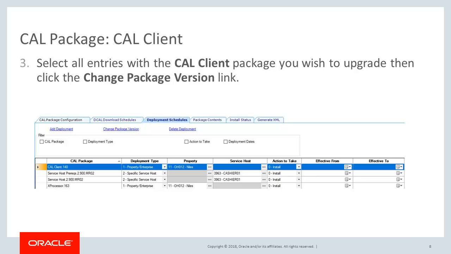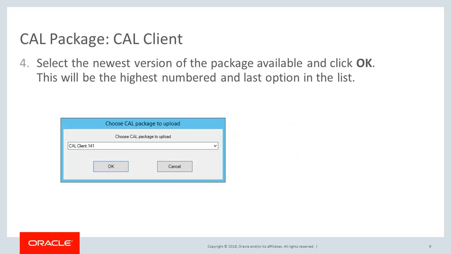Under the CAL Package column, we are going to select all entries with the CAL Client 1.40 package type. Then click the Change Package Version link. From the drop-down, select the latest version of the CAL Client package to install. In this example, CAL Client 1.41 has been selected. Click the OK button after your selection.